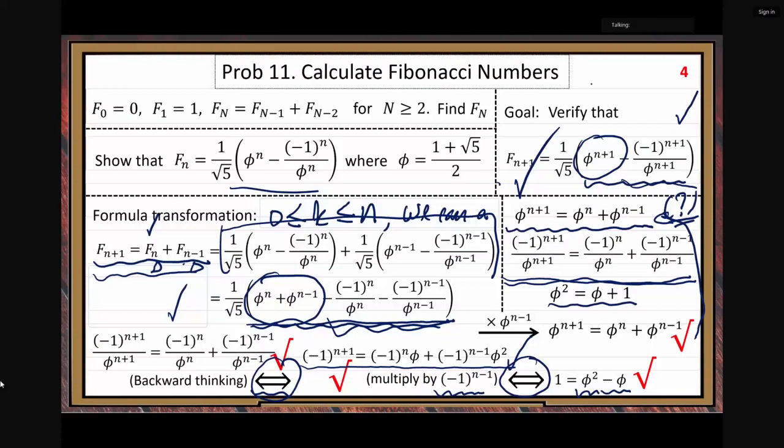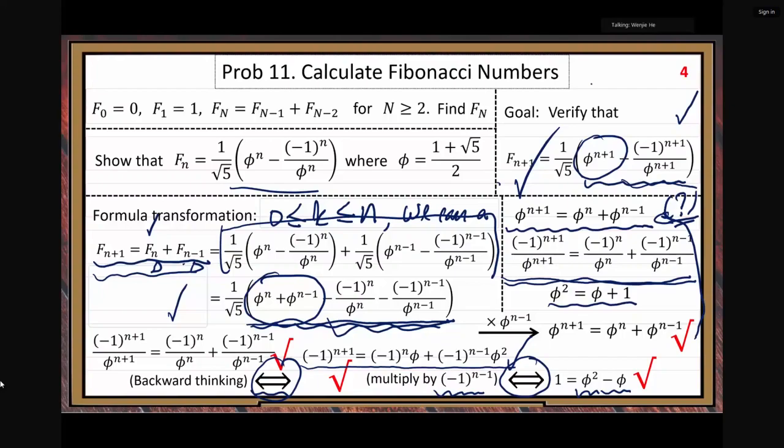So this mathematical induction is very important. I just show you once in this class, so you know you have this powerful tool when you need it.